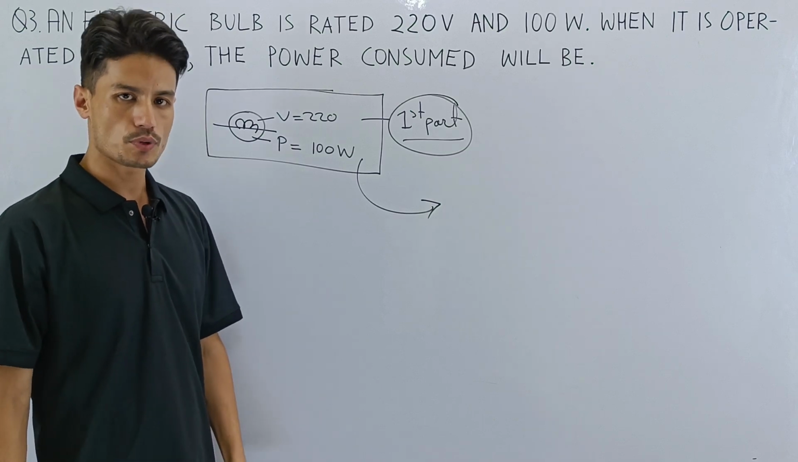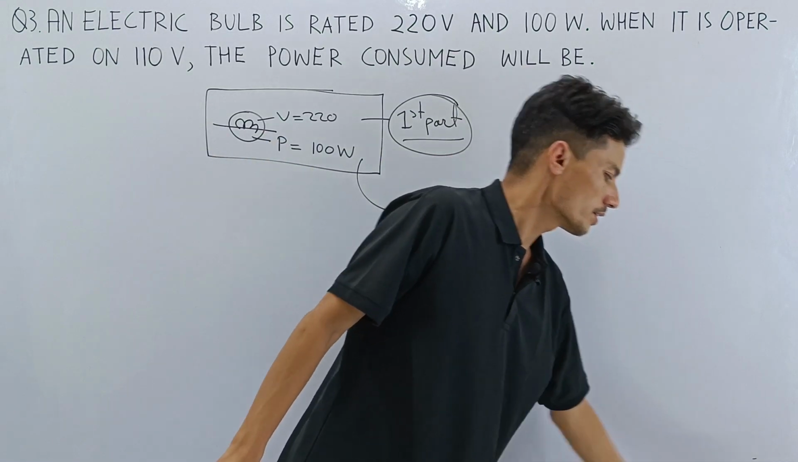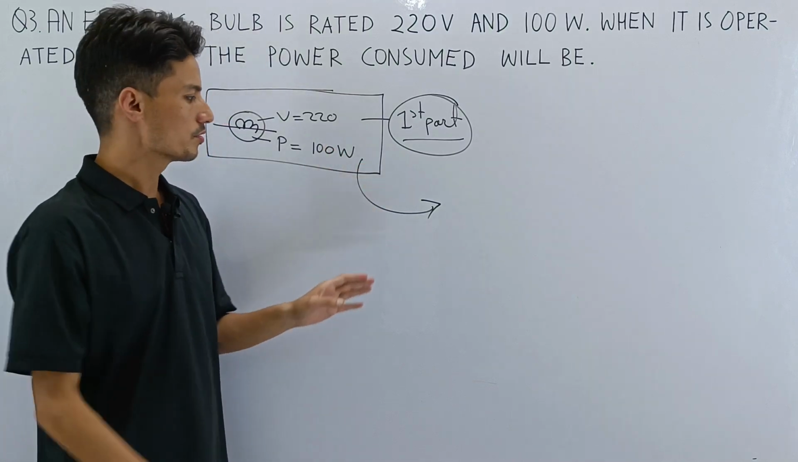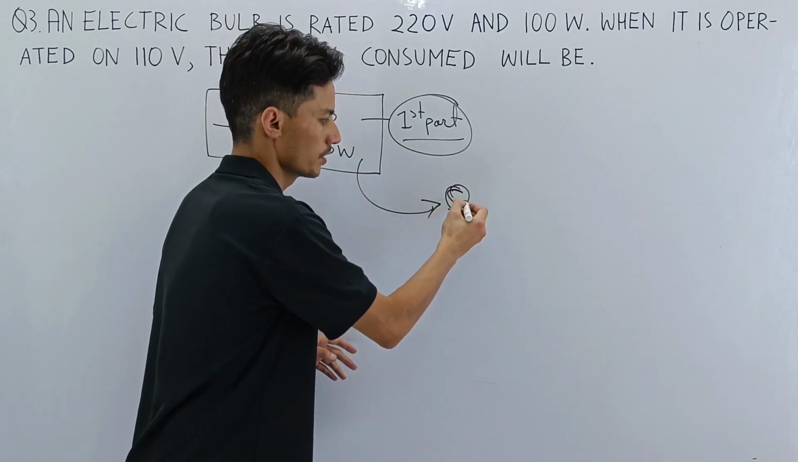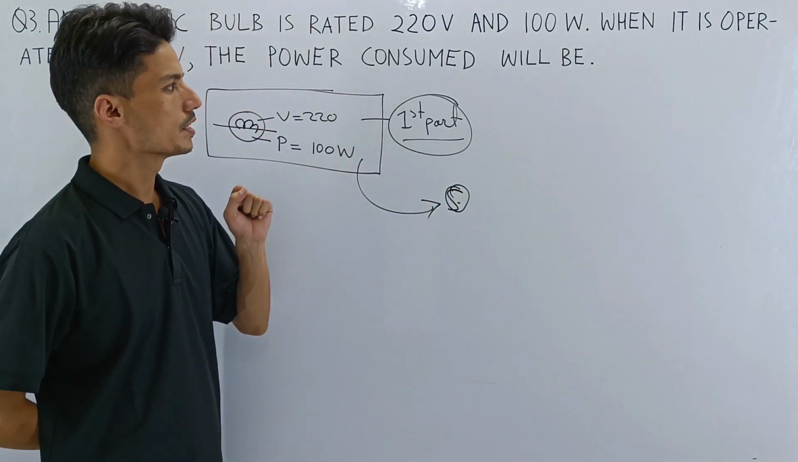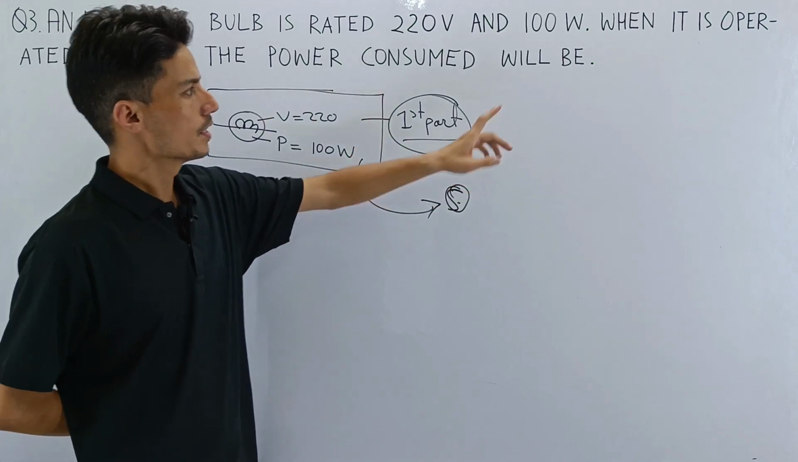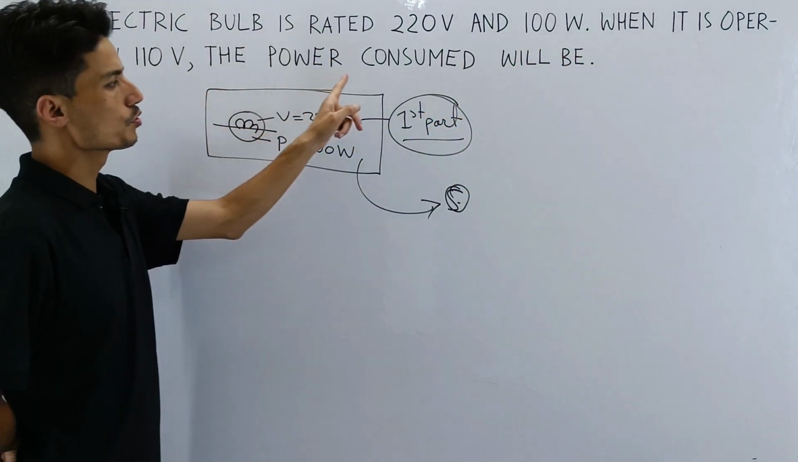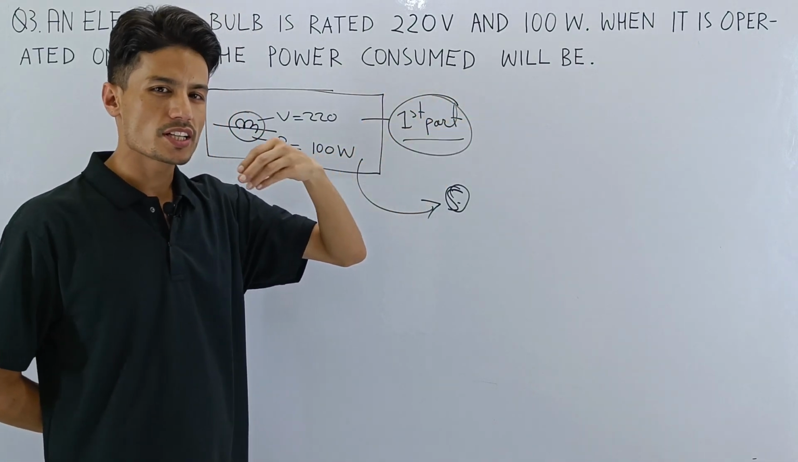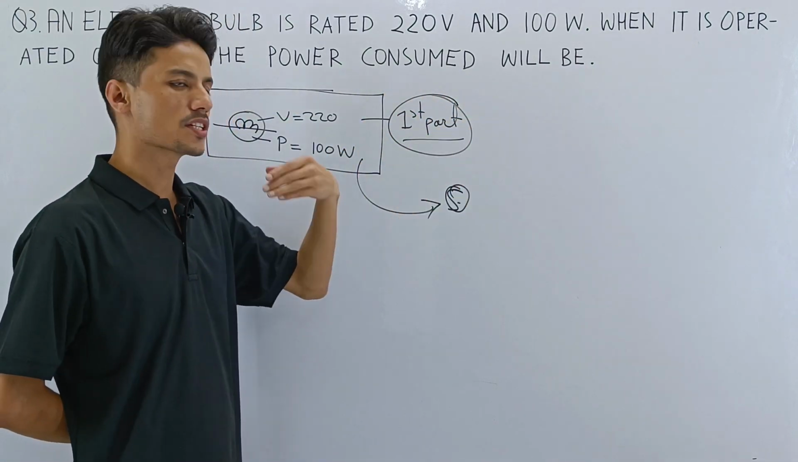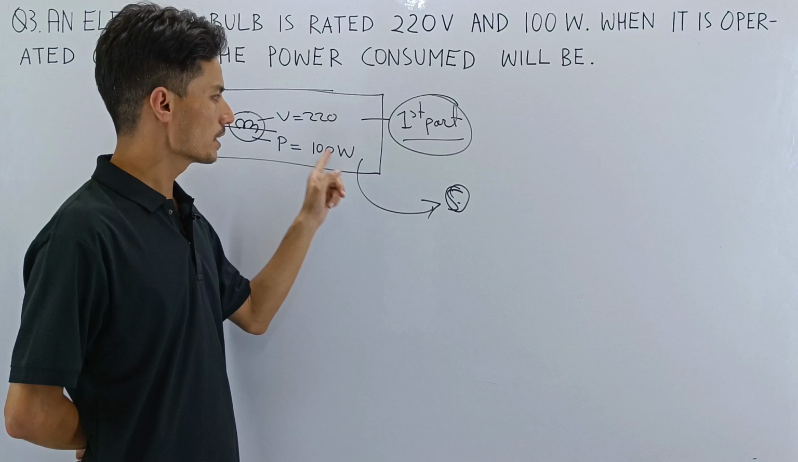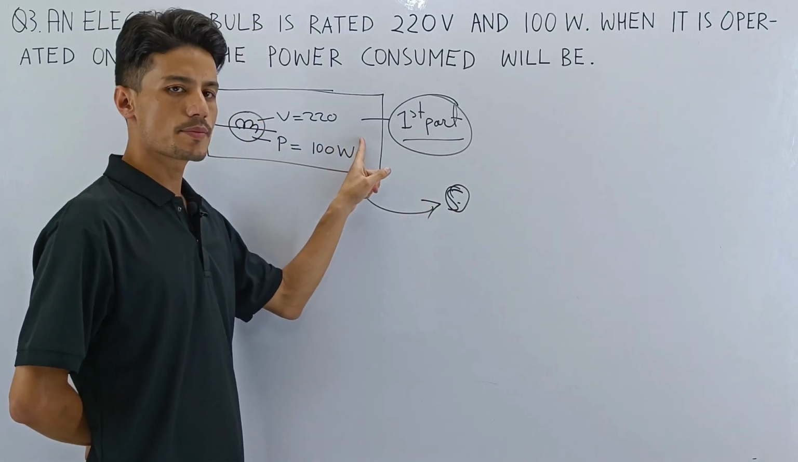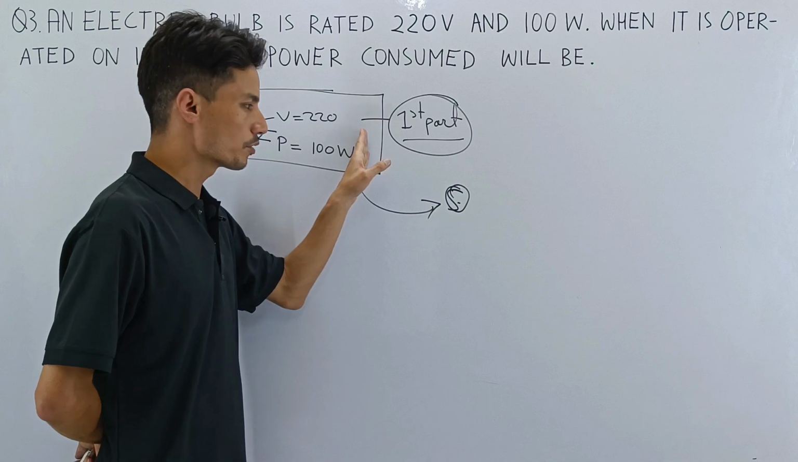So remember, in such types of questions, the first part will help you find the second part. What are we going to find now? If we read the question: when it is operated on 110 volt, the power consumed will be. So now they are changing the condition, but remember, we are still in the same system. So let them change the condition, we will proceed from here only.